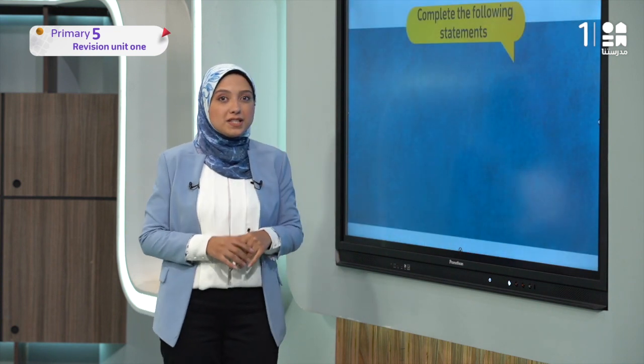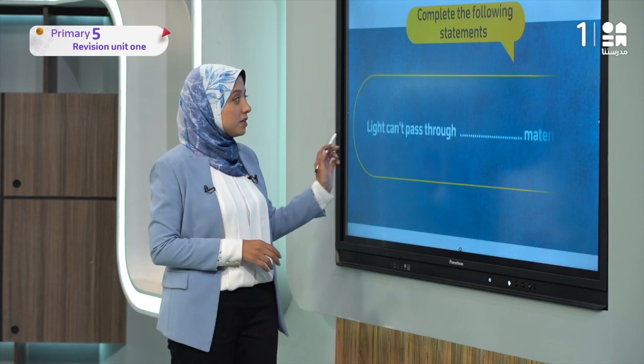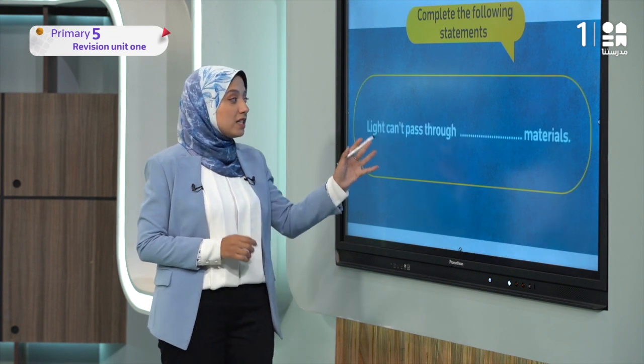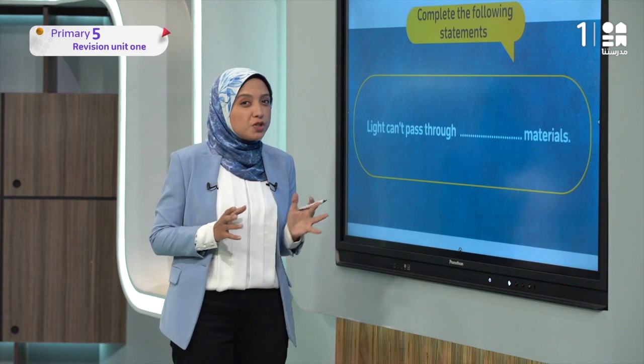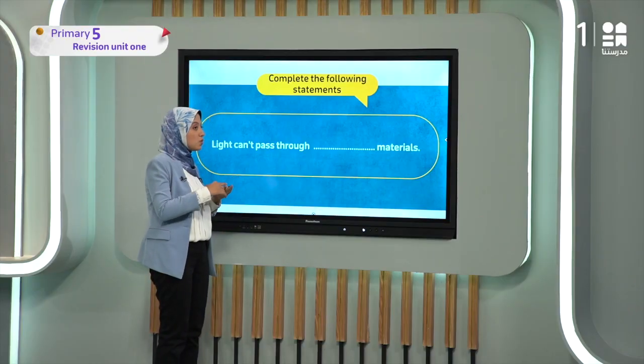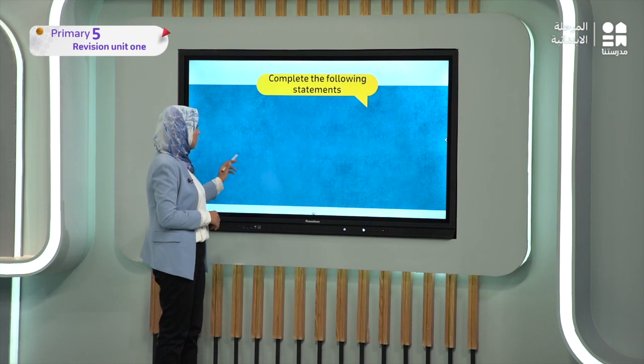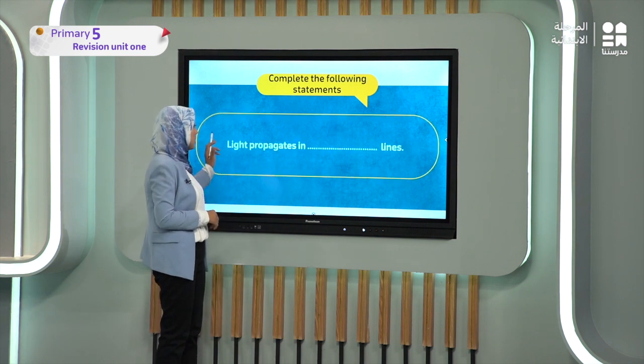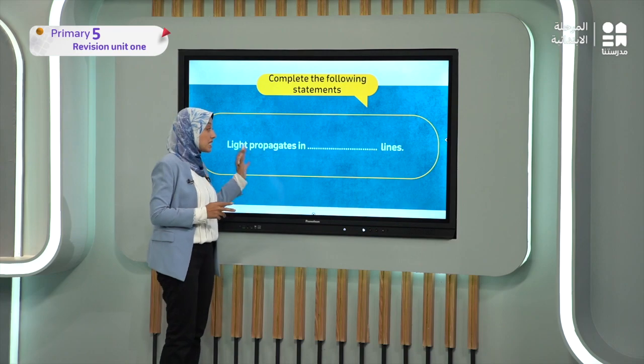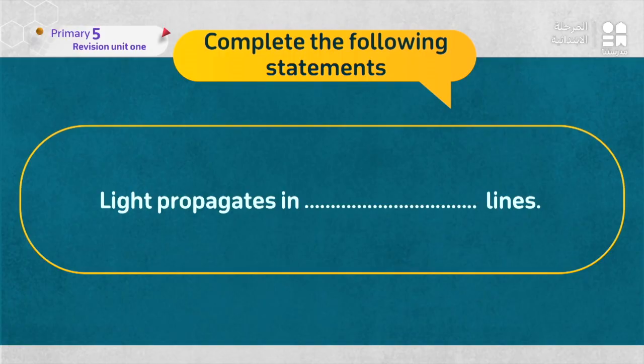The first question we have in unit 1, complete the following statements. Number 1, light can't pass through which material? Transparent ولا translucent ولا opaque? For sure can't pass through opaque material. طيب now complete number 2, light propagates in what light? Which line? Curved, straight? For sure straight lines. يبقى the light propagates in straight lines.